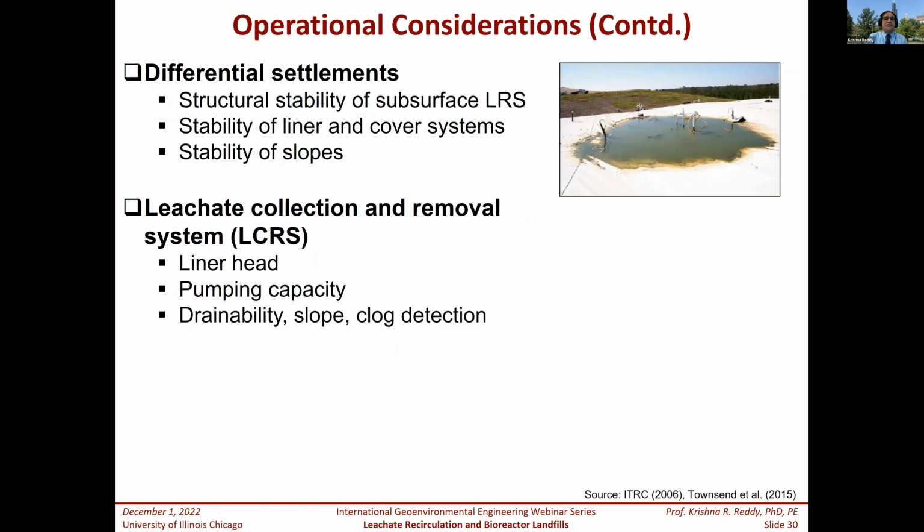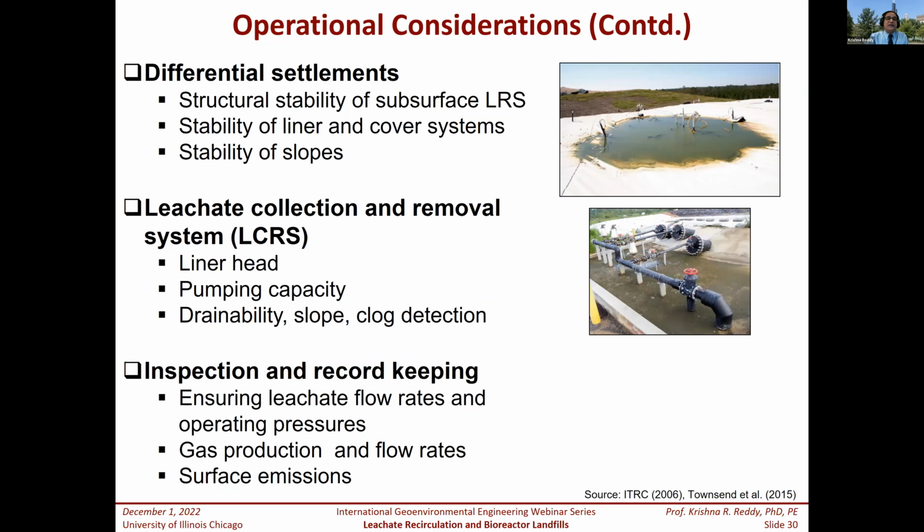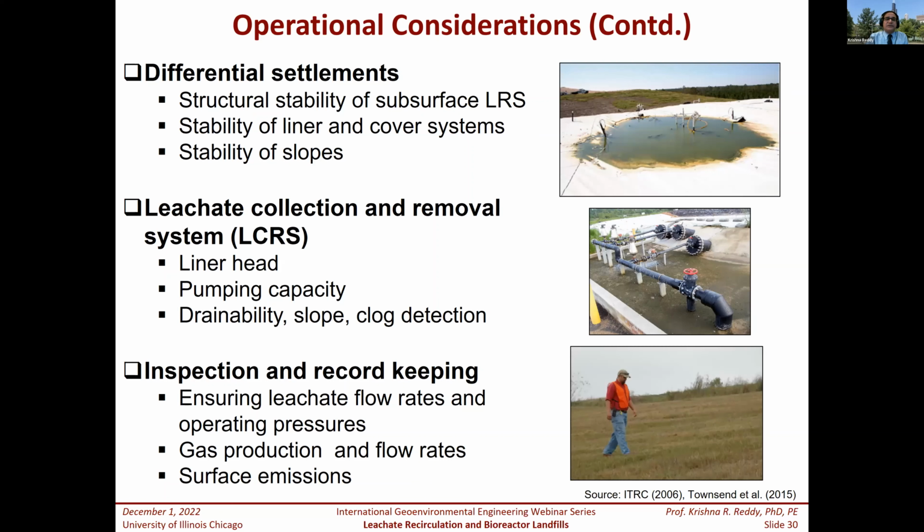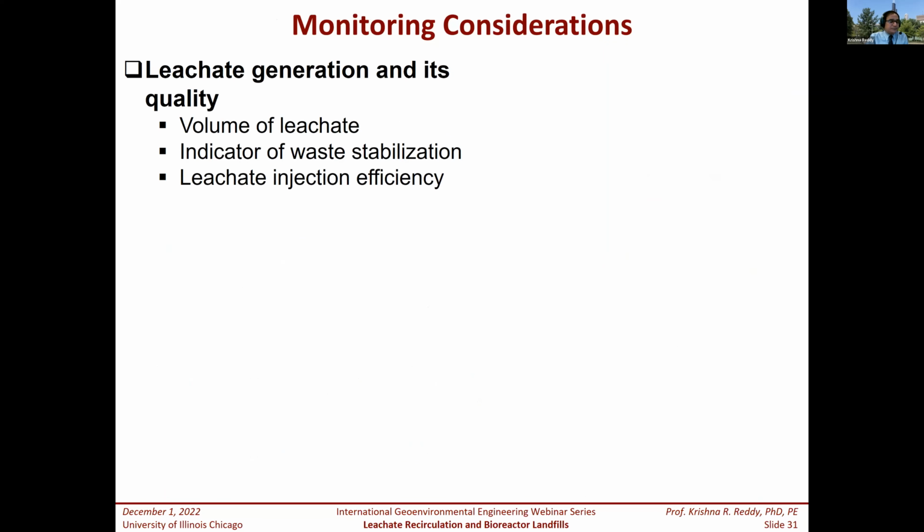Differential settlement, you need to watch out. As I said, differential settlements could cause damage to the leachate recirculation systems, liner and cover systems, and stability of the slopes, and you need to make sure the liner head and the leachate collection and removal system are working properly. And then you need to inspect and record all the data that you have during these operations. So that's very, very important.